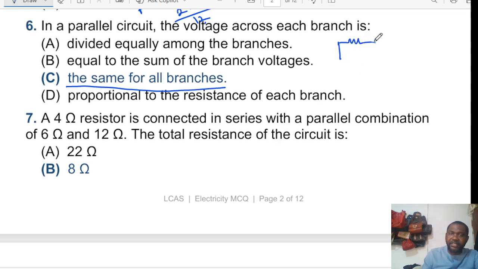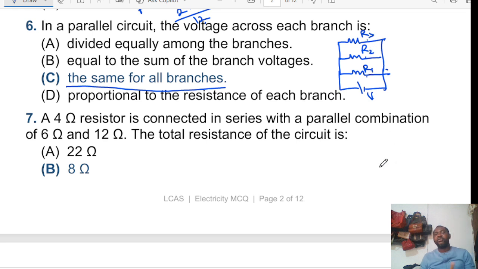If I have 3 resistors in parallel, for example, let me say I have this. These are 3 resistors connected. A voltage is connected across them. This is V. This is R1. This is R2. This is R3. The same voltage here is the same voltage here, the same voltage here.